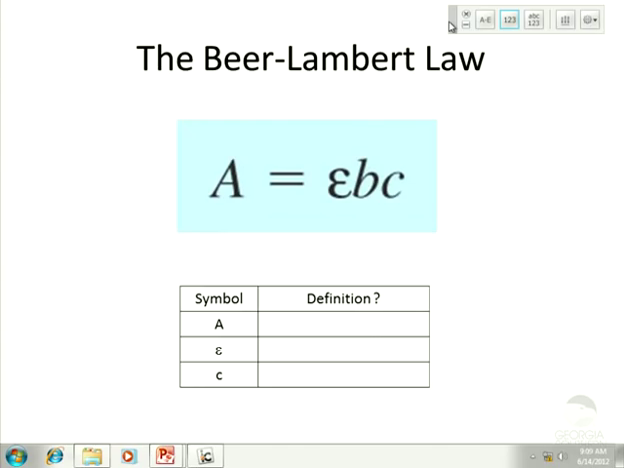An absorbance spectrum has what on the y-axis? Absorbance. Yeah, you have some sample that you're passing light through, and you get P over P naught. You calculate absorbance, and that's what you're putting on the y-axis in an absorbance spectrum.